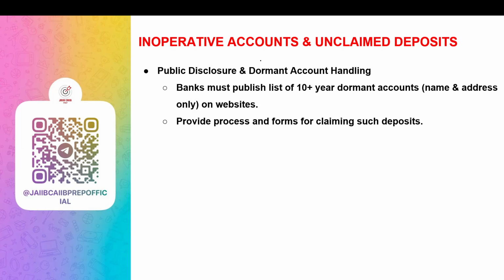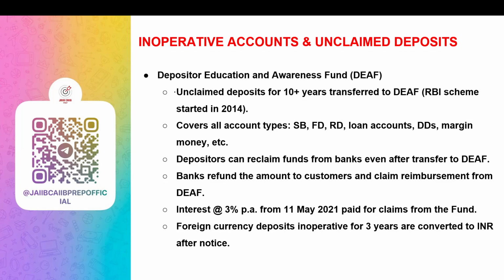As a transparency measure, banks must display on their website a list of accounts that have been inactive for 10 years or more, and only basic details are to be displayed, like name and address of the account holder or authorized person for company accounts. No sensitive details are to be mentioned, and they must also provide step by step instructions and forms for customers to claim their money or reactivate the account.